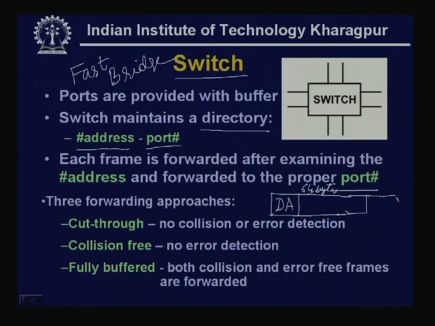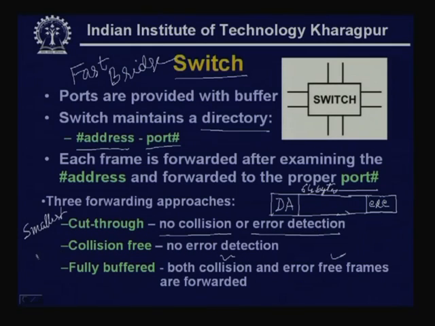To perform error detection, you have to receive the entire frame and compute the CRC, and if it is found to be error free, then it is forwarded. The third case forwards collision and error free frames. So these are the three approaches used. Obviously, the cut through approach has the smallest delay, but it suffers from these disadvantages. It does not do collision detection and error detection. A frame can be forwarded which has suffered collision and which is not error free.